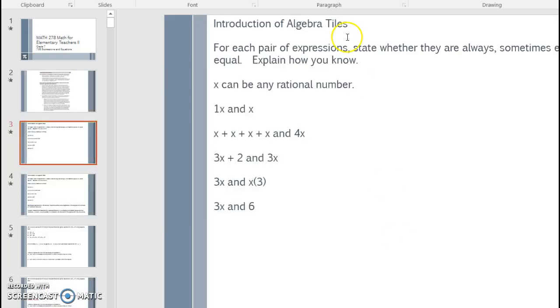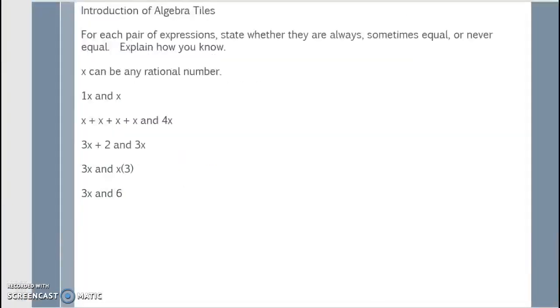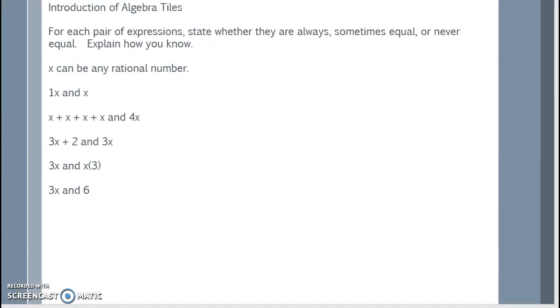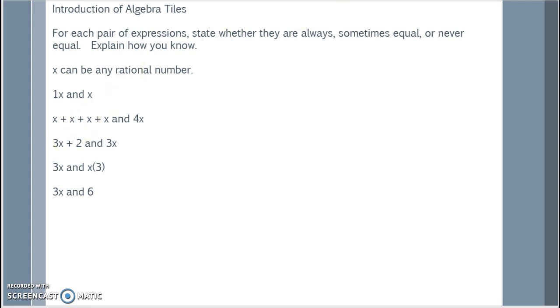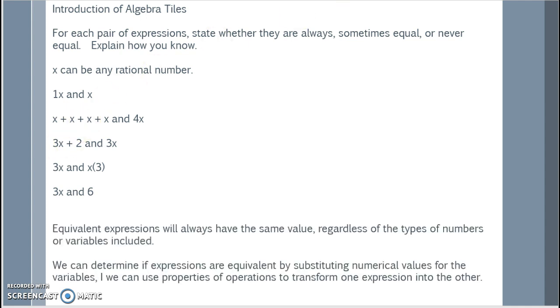All right, let's go back to our lesson here. Line it up for us. Okay. Equivalent expressions will always have the same value regardless of the types of numbers or variables included. We can determine if expressions are equivalent by substituting numerical values for the variables. We can use properties of operations to transform one expression into the other.